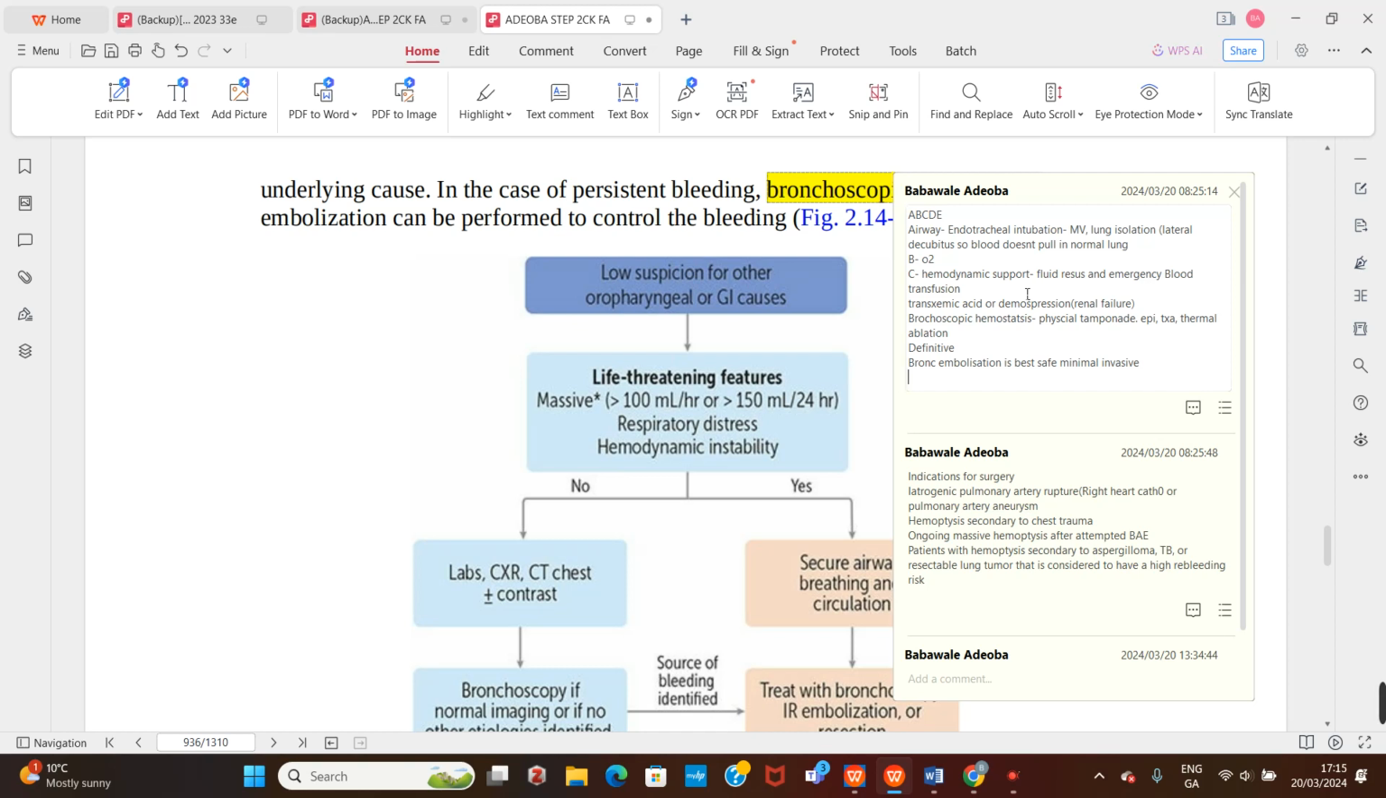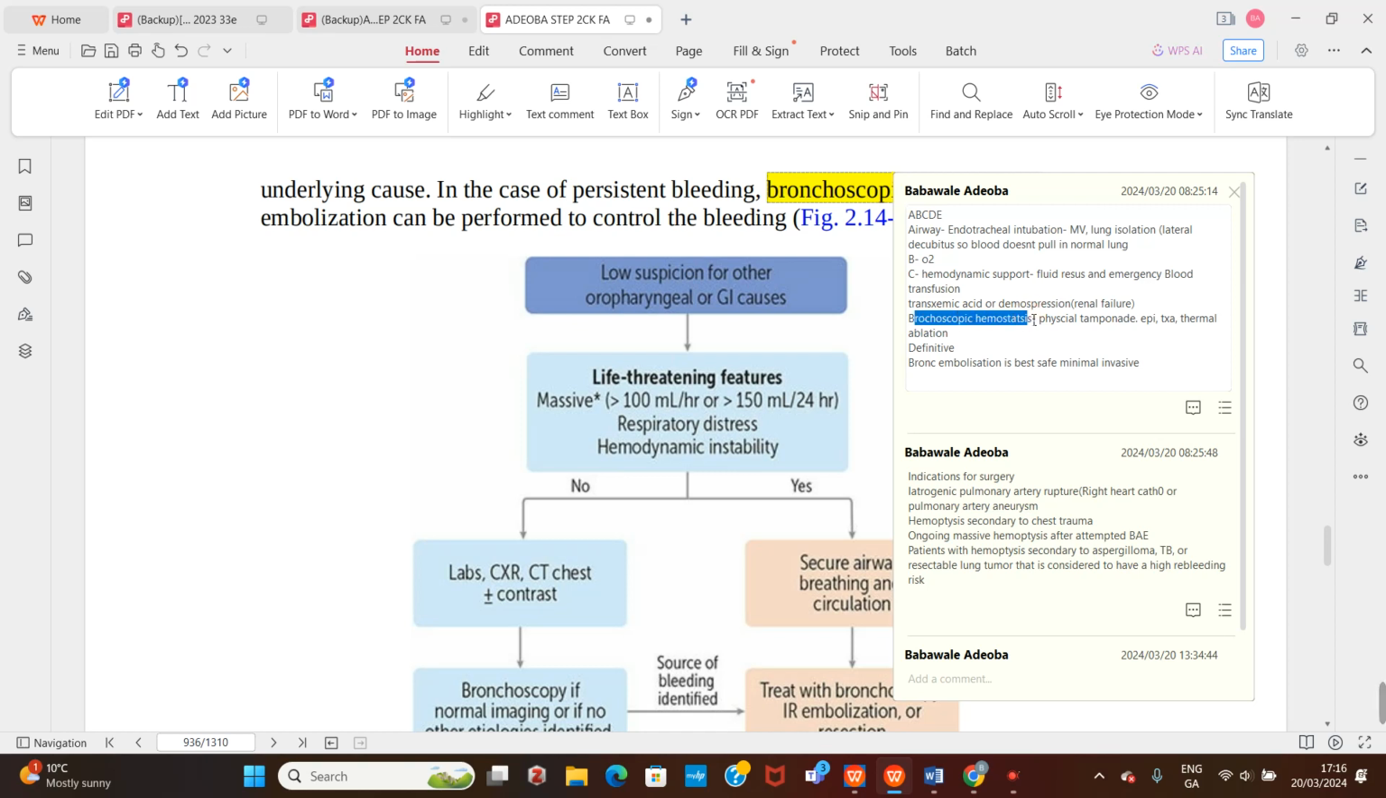Then you want to check the oxygenation status and breathing. If the person needs oxygen, you give oxygen. Then the next one is circulation. This person is bleeding massively, so they will definitely need some hemodynamic support. You need to give them immediate fluid resuscitation with normal saline or dextrose saline, then an emergency blood transfusion immediately. Then you can administer an agent to help you achieve hemostasis, like tranexamic acid, or desmopressin in an individual with renal failure.